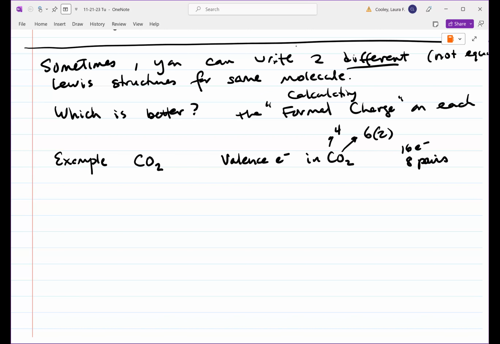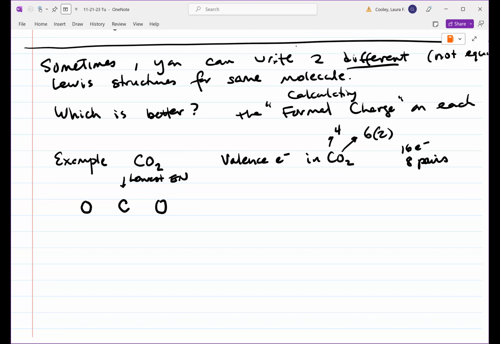Okay, so now which of these atoms will go in the middle? Why? Because it has the lowest electronegativity. It's not because we like symmetrical molecules. That's a bunch of baloney. It's because carbon has the lowest electronegativity.